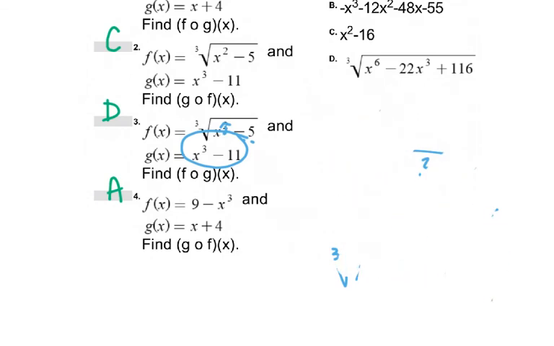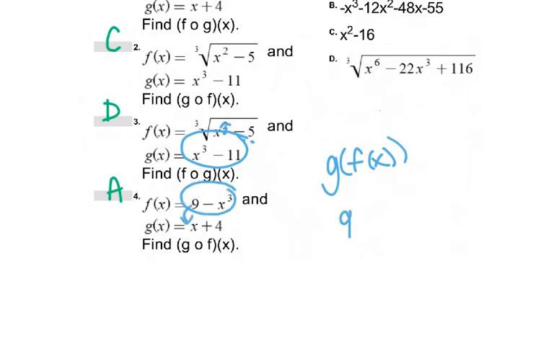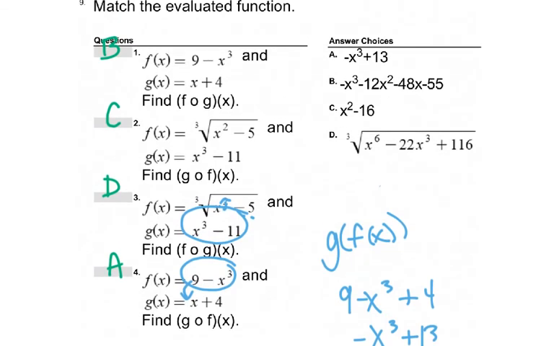And then for the last one. Alright, the last one says g of f of x. So I'm going to take the f equation and plug it into the g. So 9 minus x cubed plus 4. I only have 2 like terms. So that one was pretty easy, and that's how I got A.